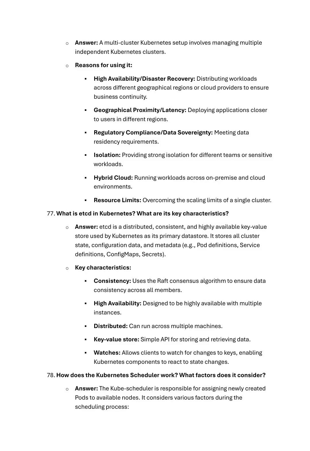77. What is etcd in Kubernetes? What are its key characteristics? Answer. etcd is a distributed, consistent, and highly available key-value store used by Kubernetes as its primary data store. It stores all cluster state, configuration data, and metadata, for example, pod definitions, service definitions, config maps, secrets. Key characteristics. Consistency. Uses the Raft consensus algorithm to ensure data consistency across all members.